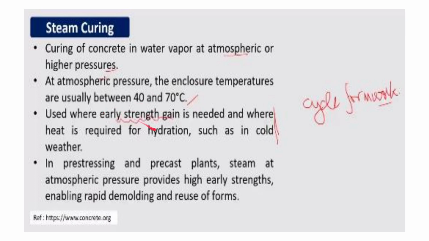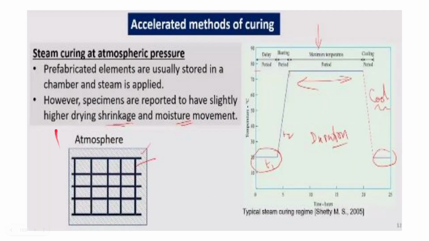It is used where early strength gain is needed and where heat is required for hydration, such as in cold weather. In pre-stressing and precast plants, steam at atmospheric pressure provides high early strengths, enabling rapid demolding and reuse of forms. As you can see in the steam curing regime, there is about 4 hours of delay period, then a heating period of around 2 hours, then a maximum temperature period of around 15 hours, and then cooling back to ambient temperature for about 2 hours.